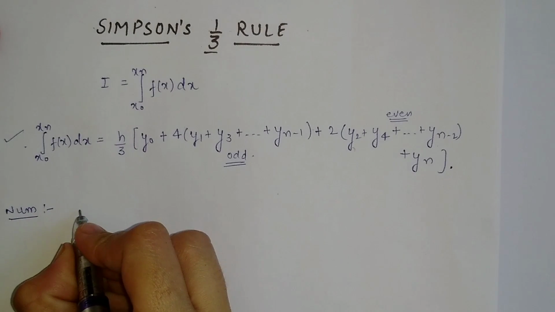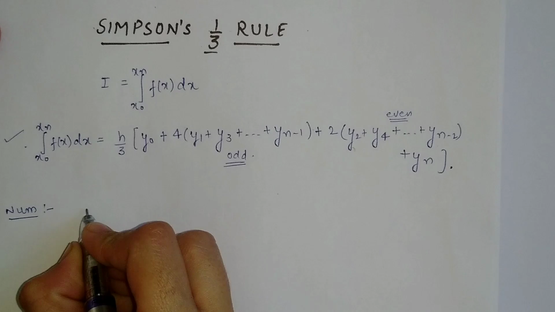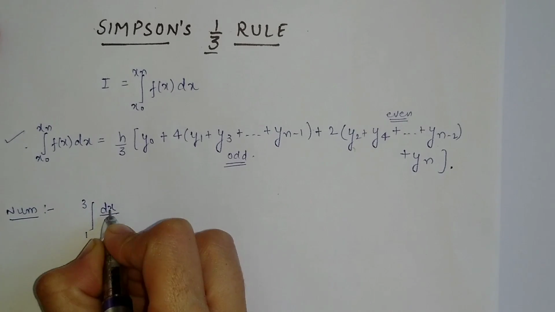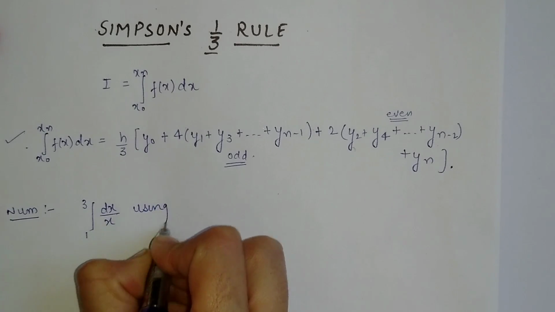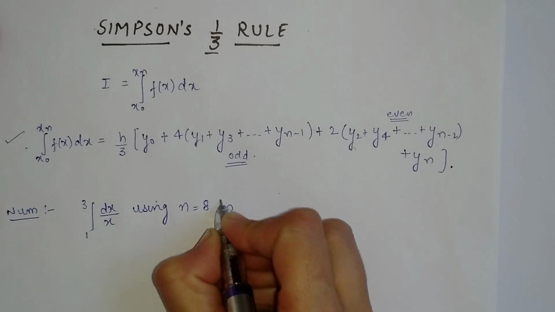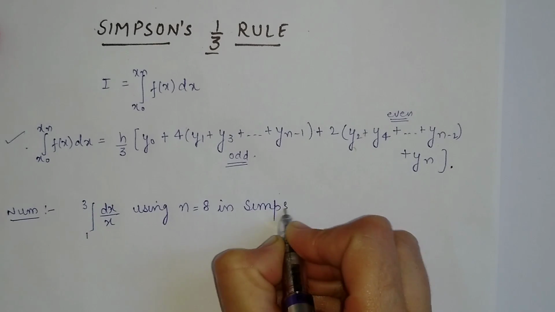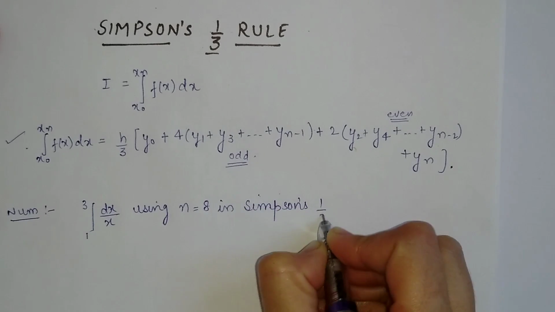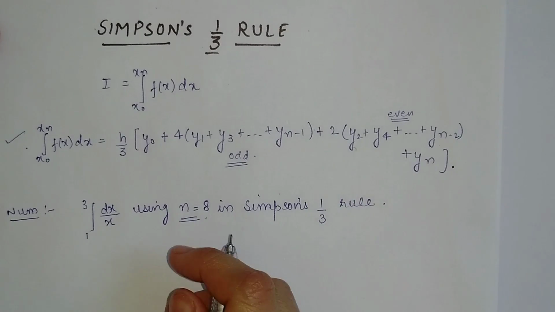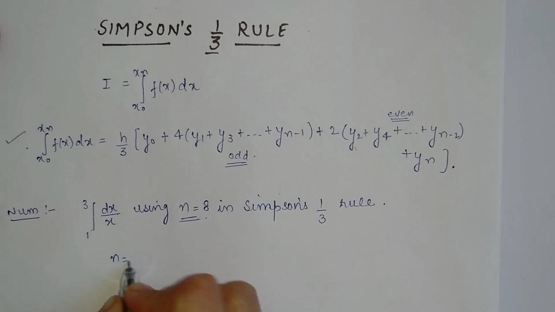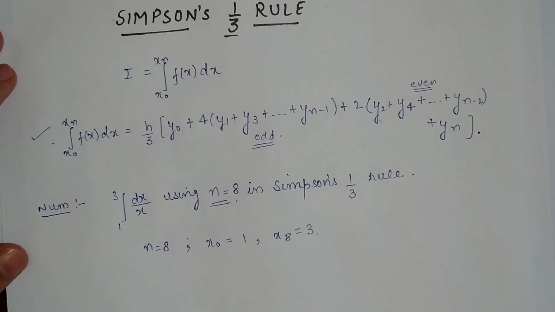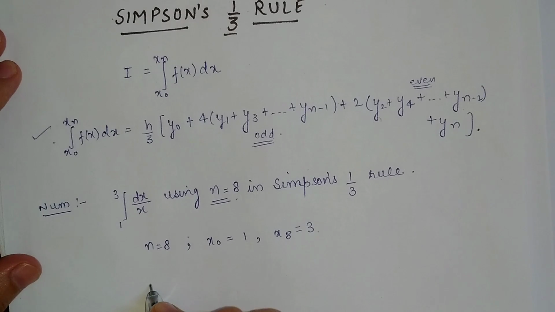So we have given an integral which ranges from 1 to 3, and the function is 1 by x. So the integral is dx upon x from 1 to 3, and n equals 8 is the interval, and we have to solve it using Simpson's 1/3 rule. So first let's write down the given things. n equals 8, x0 is 1, the lower limit, and the upper limit is 3.